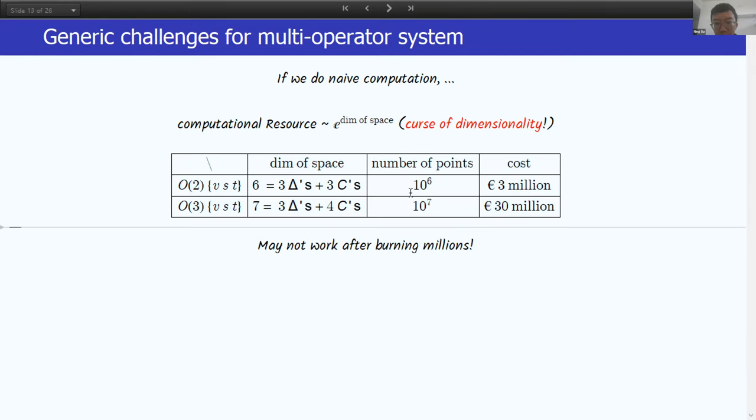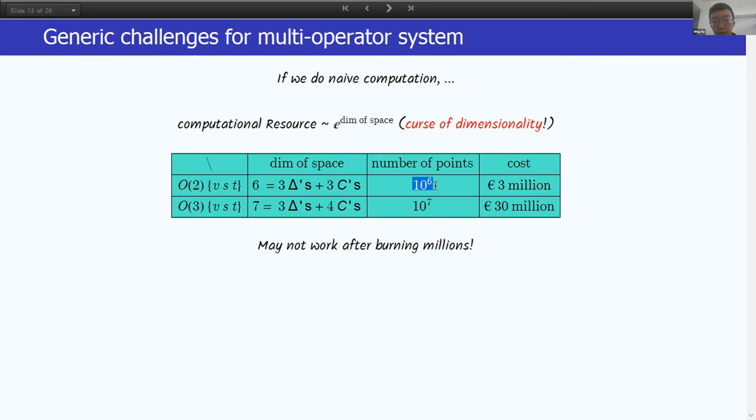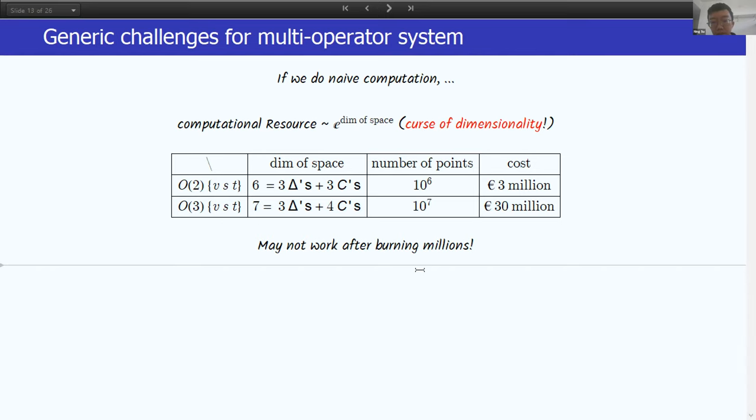So in order to find the island, we have to scatter a lot of points in this space and test whether each point is feasible or not. As the dimension increases, you have to test more and more points. So a naive estimate is that it would cost millions. And still, this might not work after you're burning millions. Why? Because after you test so many points, if you don't find the island, it's still possible that a small island exists between two points. So it may not work.